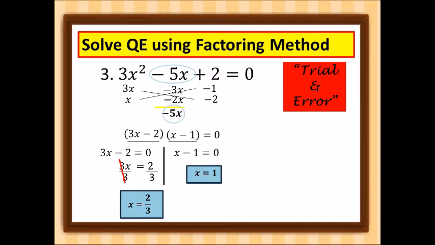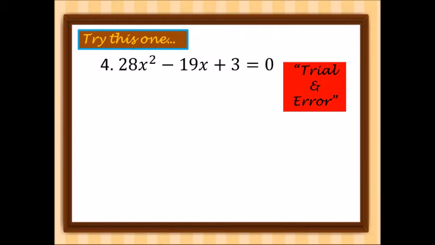Okay, now let's have example number 4. So we have 28x squared minus 19x plus 3 is equal to 0. Now the factors for 28x squared, we have 7x times 4x. For the positive 3, we have negative 1 and negative 3. Now multiply horizontally, so we have negative 7x and negative 12x. Negative 7x minus 12x, that would give us negative 19x. So always check this one if they are the same.